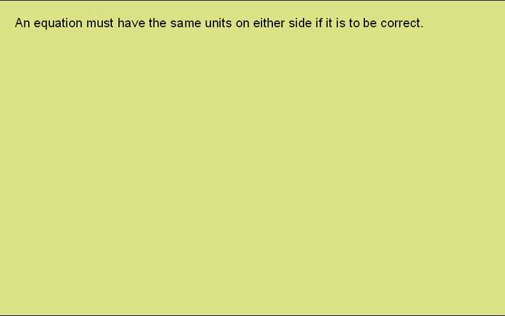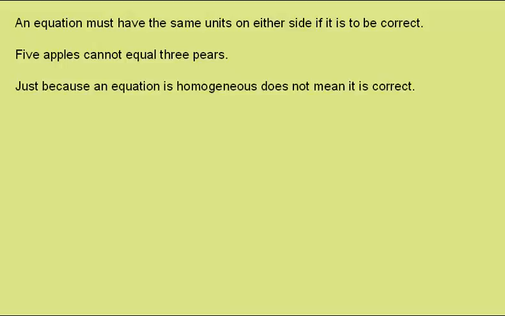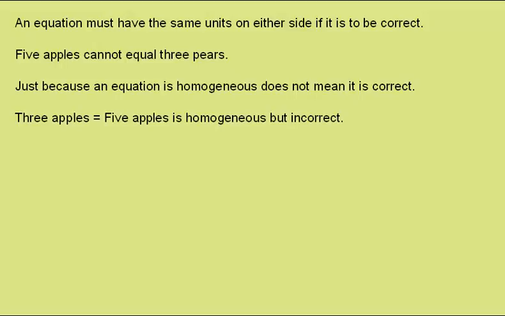Homogeneity. An equation must have the same units on either side if it is to be correct. 5 apples cannot equal 3 pears, for instance. Just because an equation is homogeneous, i.e. the same units on either side, doesn't mean it necessarily is correct. For example, 3 apples equals 5 apples is homogeneous, apples on either side, but it's clearly incorrect.